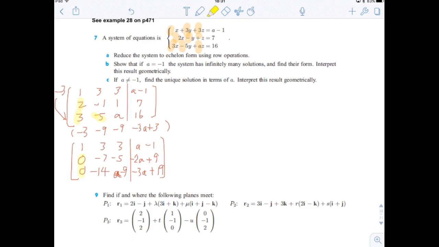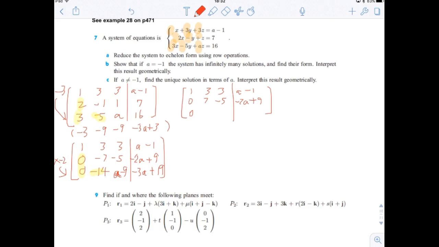The only thing left is to eliminate the -14. We could eliminate the -14 by taking the second row, -7, -5, blah, blah, blah, and we would multiply that times -2. And then we could add it to the third row. So let's do that. So first I'm just going to copy the first row, and I'm going to copy the second row, -2a plus 9. And then I'm going to take the second row, multiply it by -2, and add it to the third row.